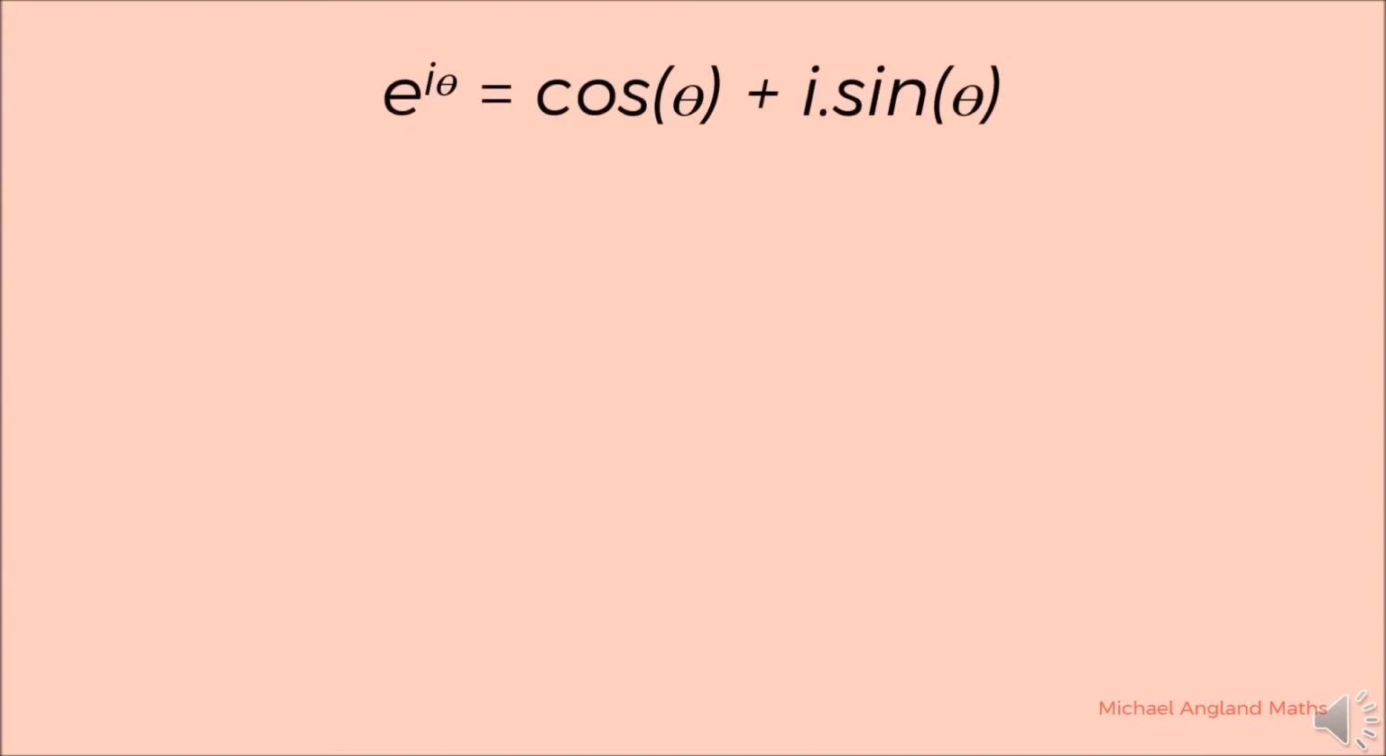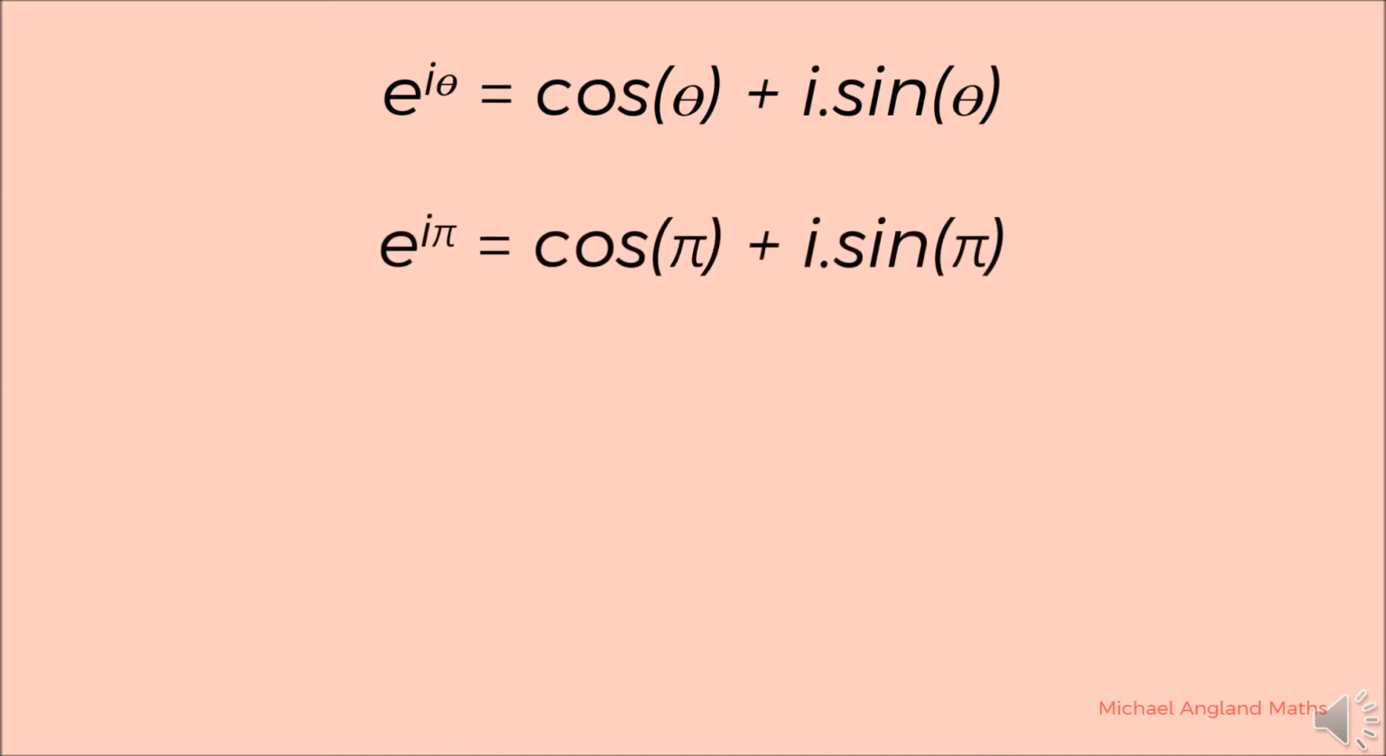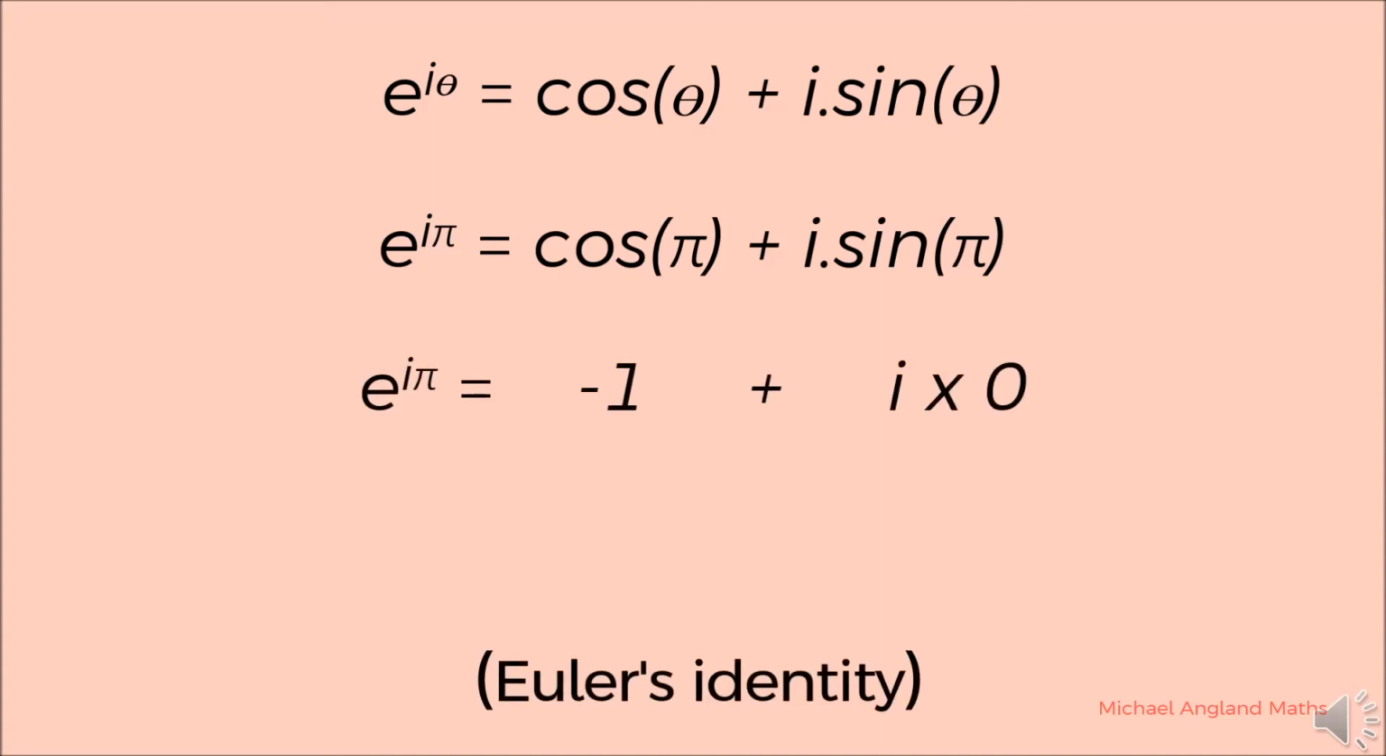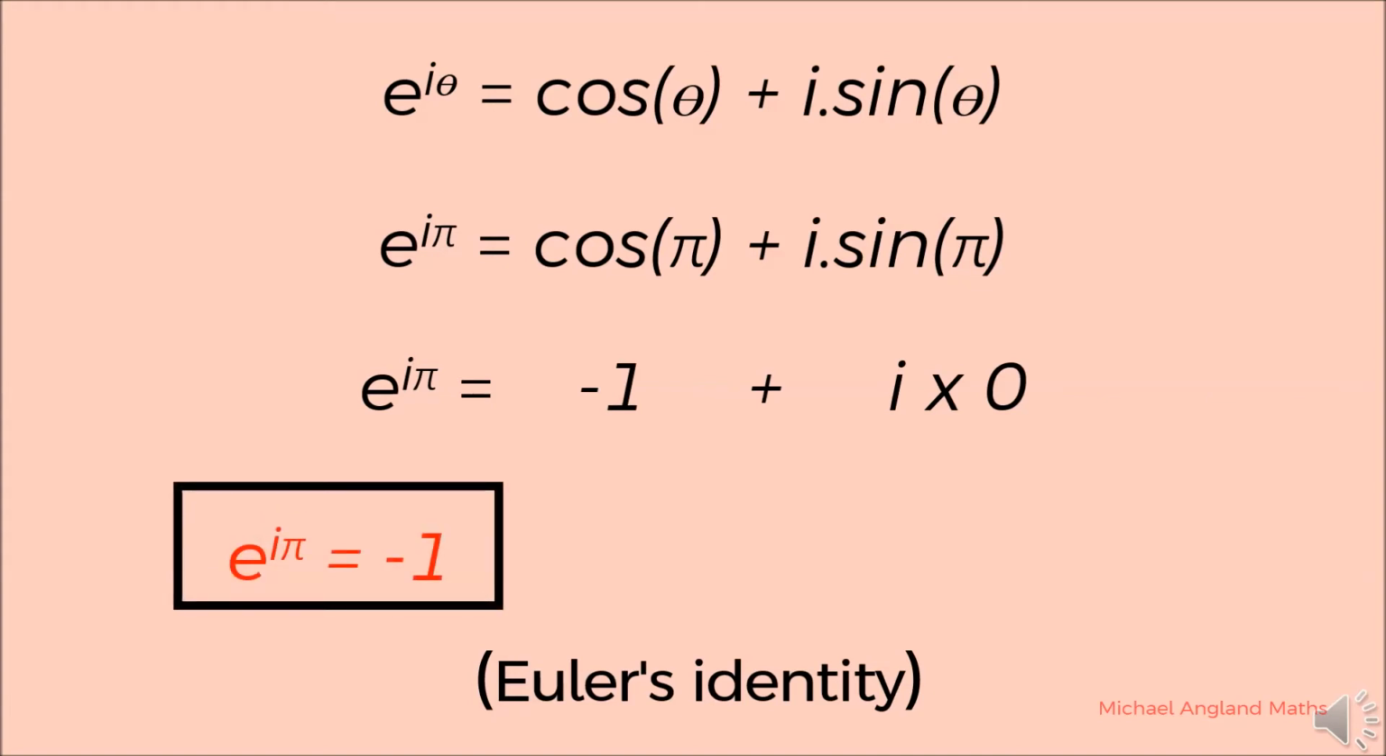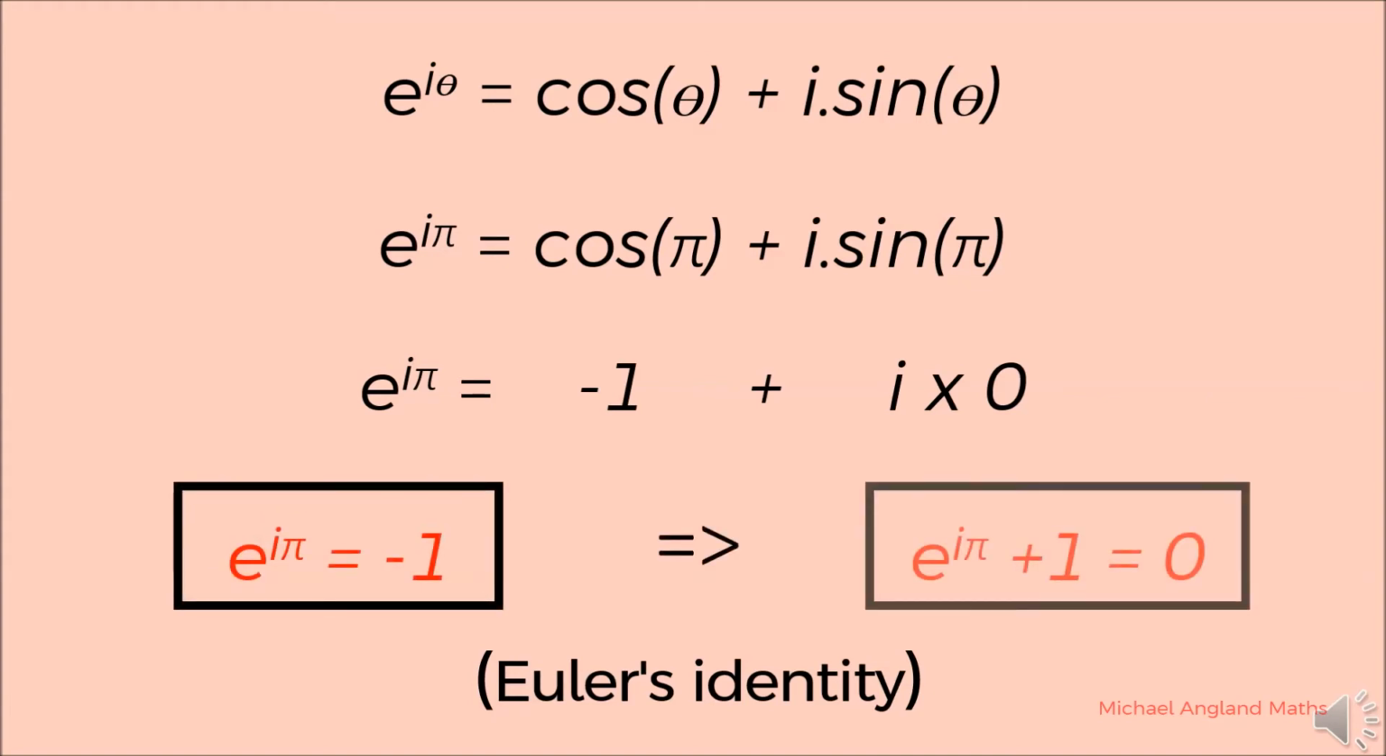Coming up to Euler's equation, we now have e to the i theta equals cos theta plus i sine theta. Substituting for theta with pi, we get our second line, e to the i pi equals cos pi plus i sine pi, which we know cos pi is minus 1 and sine of pi is 0. So that gives us e to the i pi equals minus 1 plus i times 0, which allows us to arrive at Euler's identity. e to the i pi equals minus 1, which is equivalent to e to the i pi plus 1 equals 0.